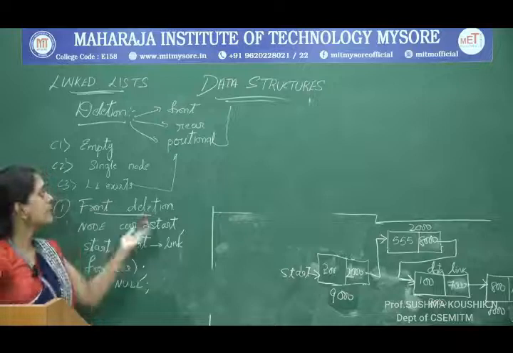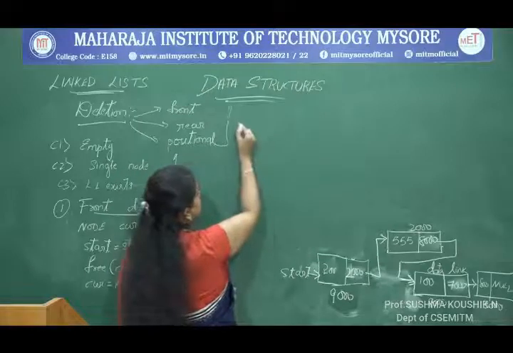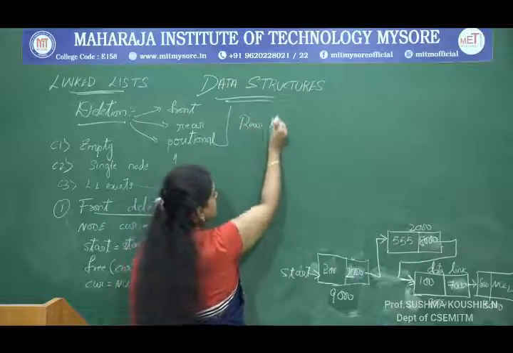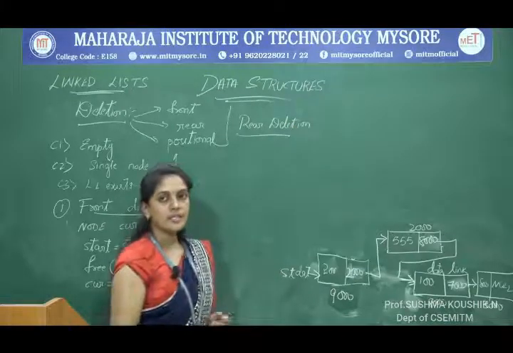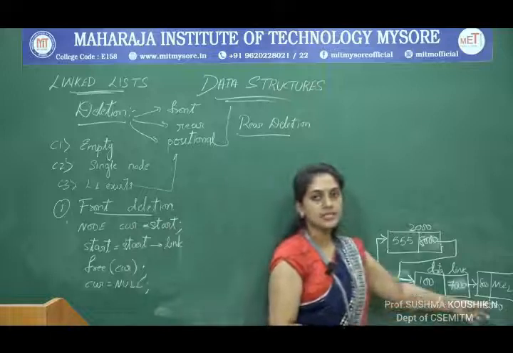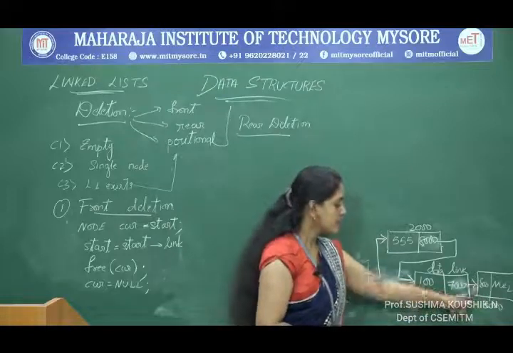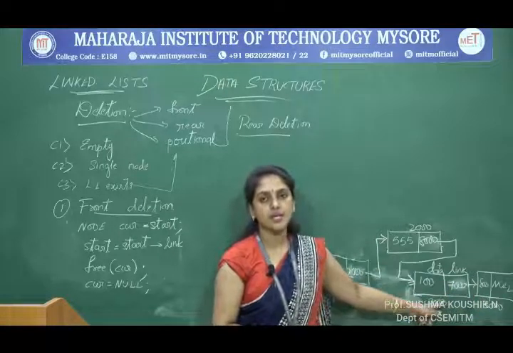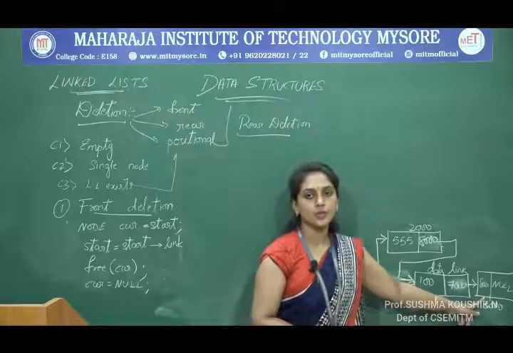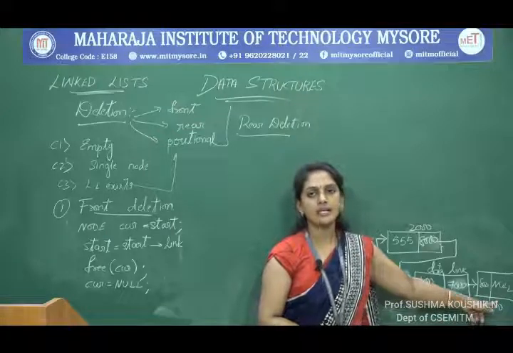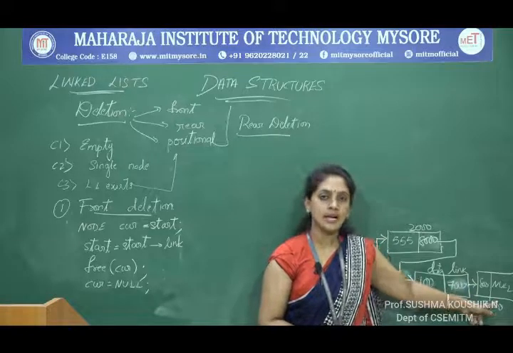We shall try to work with the next type of deletion called rear deletion. Now in the rear deletion, we understand that I have to delete the last node over here. When I delete the last node, I have to make sure that the previous node of that becomes the last node. So how are we recognizing that it is a last node? When the link field of that particular node becomes null, it does not contain any valid address of the next node, then I understand that that particular node is the last node.